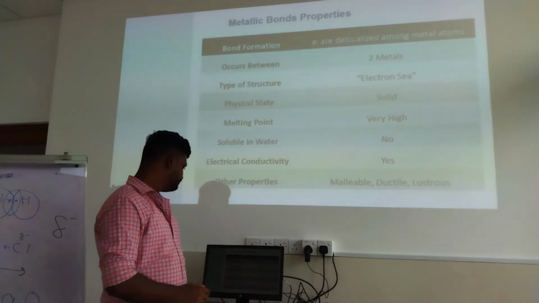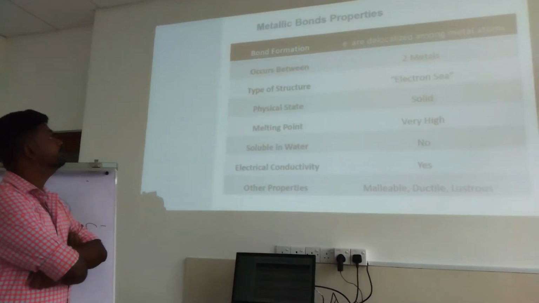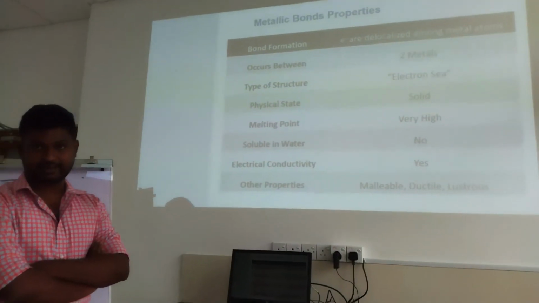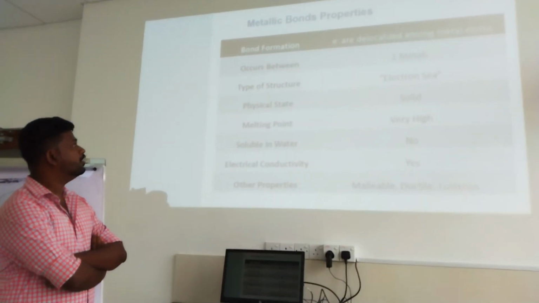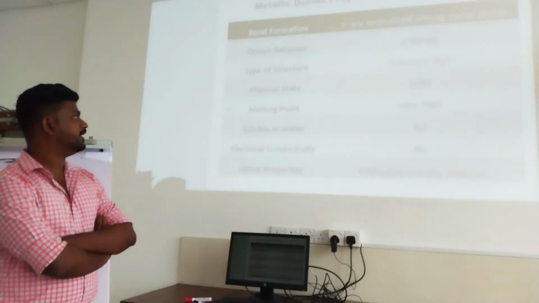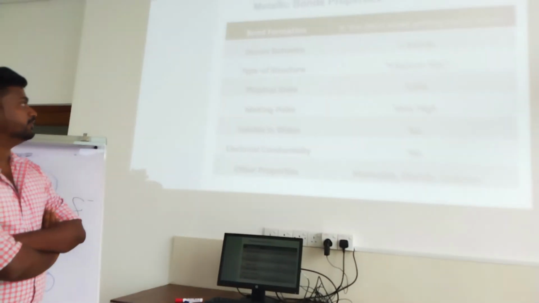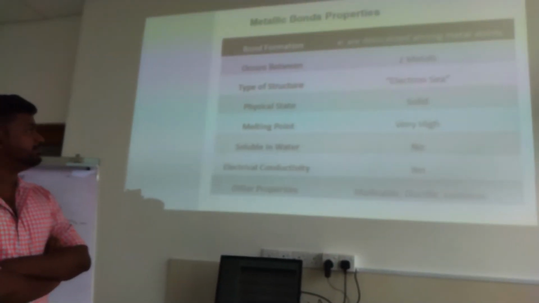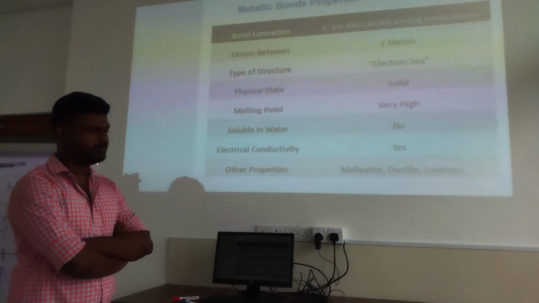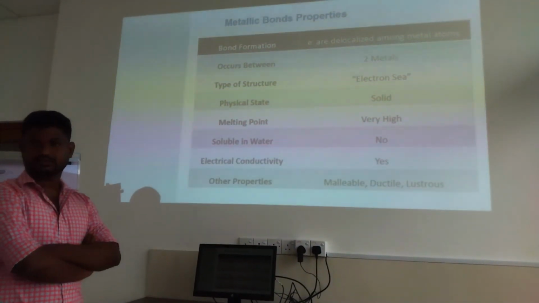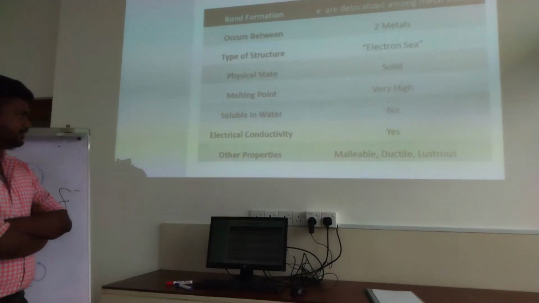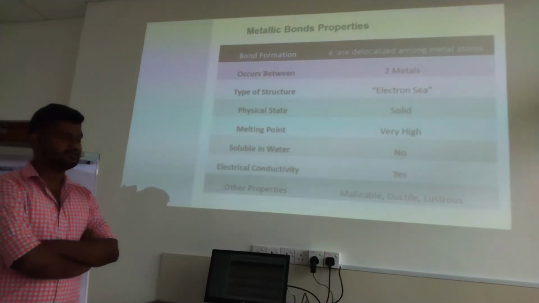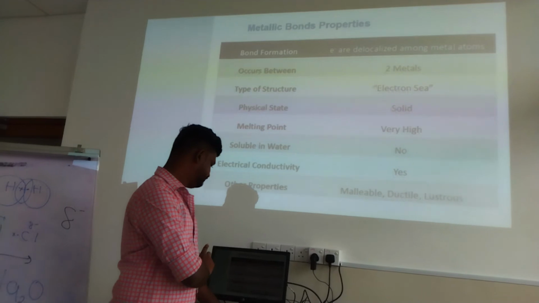So the metallic bond properties: bond formation, electrons are delocalized among metal atoms, right? It occurs between two metals. Type of structure is electron sea. Physical state is solid except mercury. Melting point is very high compared to ionic bonds. Soluble in water, no, they are not soluble. Electrical conductivity, yes. Other properties: they are malleable, ductile and lustrous, right? So this is the electron sea.